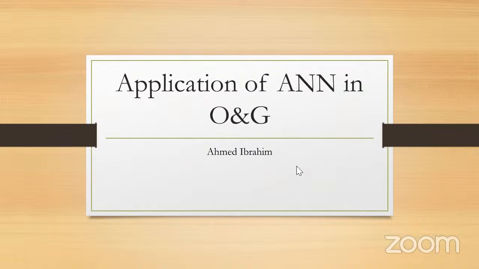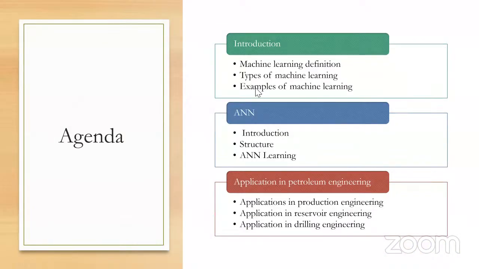So this is my outline. I'm going to start with some introduction about machine learning. What are the different types of machine learning, like supervised and unsupervised? What is the main difference between each type? I will have some examples of machine learning tools that can be applied in the oil and gas industry, and what their applications are.